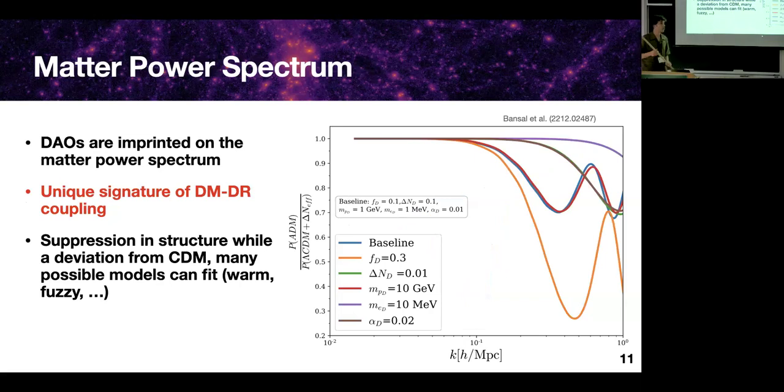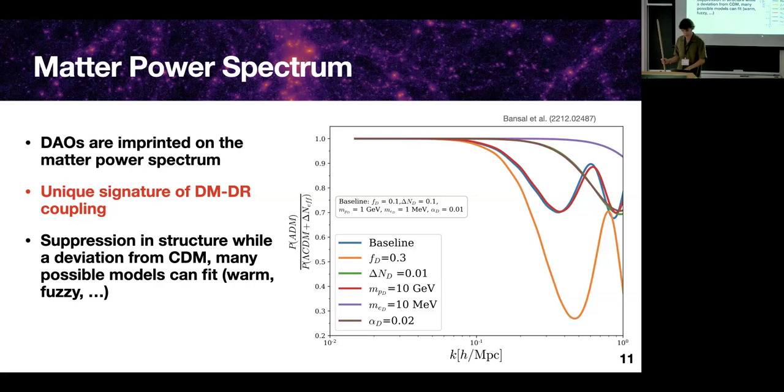One thing I really want to hammer home is that this is a unique signature of dark matter or dark radiation coupling that is present in ADM. I mentioned that suppression is present in the ADM transfer function due to the DAO scale, but this is degenerate with other dark matter models, while the DAO oscillations are actually very specific. It gives us a nice pinpoint signature to look for ADM.